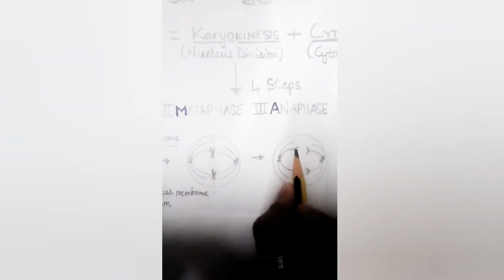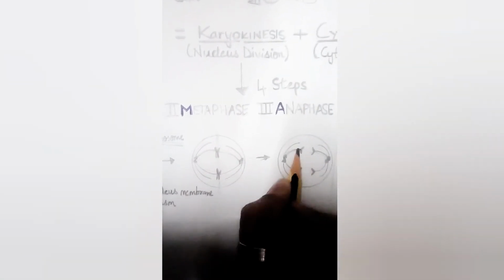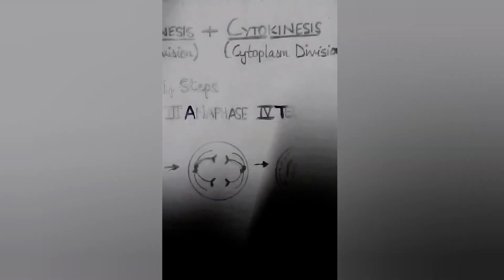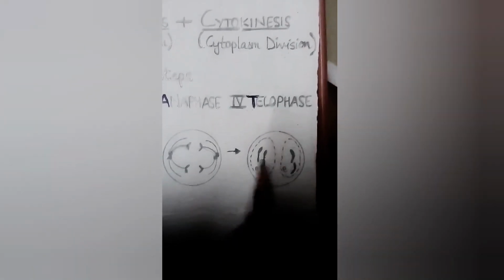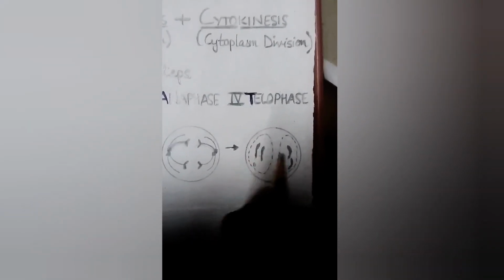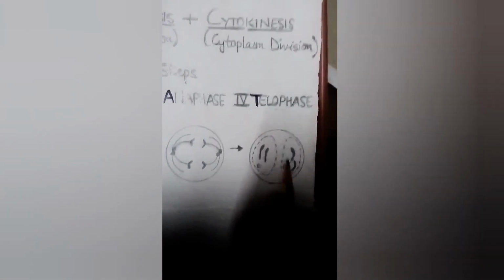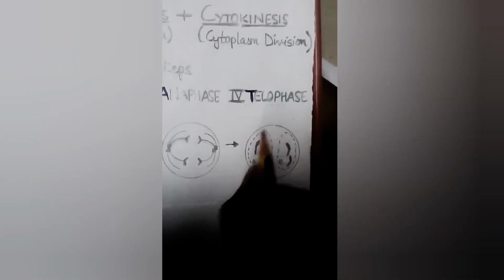Next is anaphase. In anaphase, these sister chromatids now split up and these spindle fibers pull them to the opposite direction. So first they were together, now they are split up and the sister chromatids move to the opposite directions with the help of contraction of these spindle fibers. The last stage of karyokinesis is telophase. In telophase, the sister chromatids are at the opposite ends, the nuclear membrane starts to form and the nucleolus also starts to form, giving rise to two nuclei in the cell.